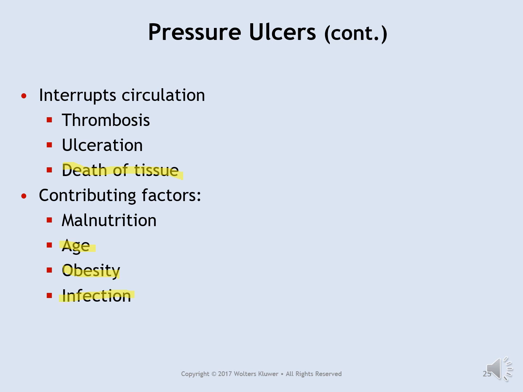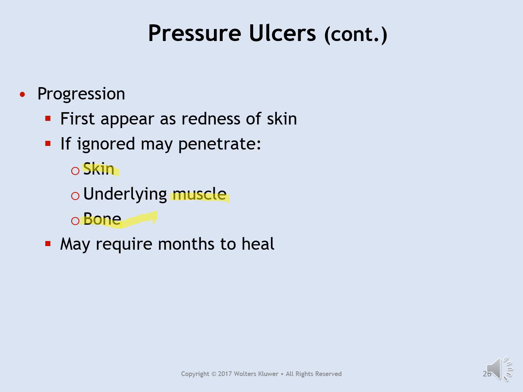So pressure ulcers are indicative of death of the tissue. Age is a very big predisposing factor. Older people are unable to recover from lesions as quickly, don't move around as much, and just in general are not as healthy as when you're younger. Obesity, heavier people are going to put more pressure on those bony areas. And of course, infection will lower your ability to fight off infections in a pressure ulcer.